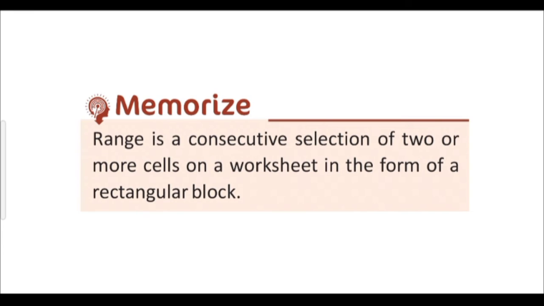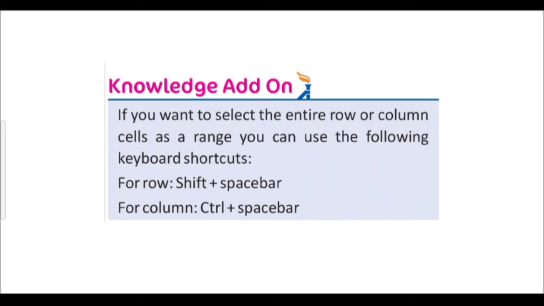Memorize. A range is a consecutive selection of 2 or more cells on a worksheet in the form of a rectangular block. Knowledge add-on. If you want to select the entire row or column cells as a range, you can use the following keyboard shortcuts. For a row, Shift plus space bar. For a column, Control plus space bar.